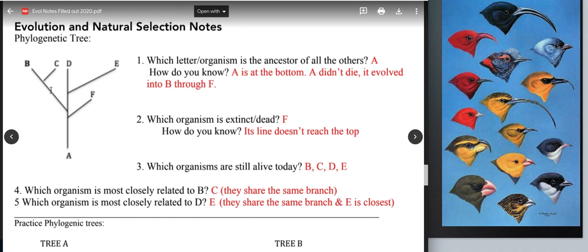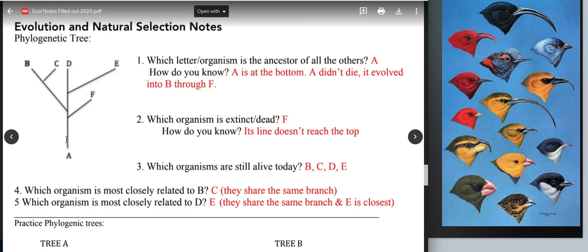Maybe it moved to a different island, or, since the Hawaiian Islands are all mountains, maybe they moved from the lower part of the mountain to the upper part because they were losing the food competition. So they had to move out. And then B branched off into C.